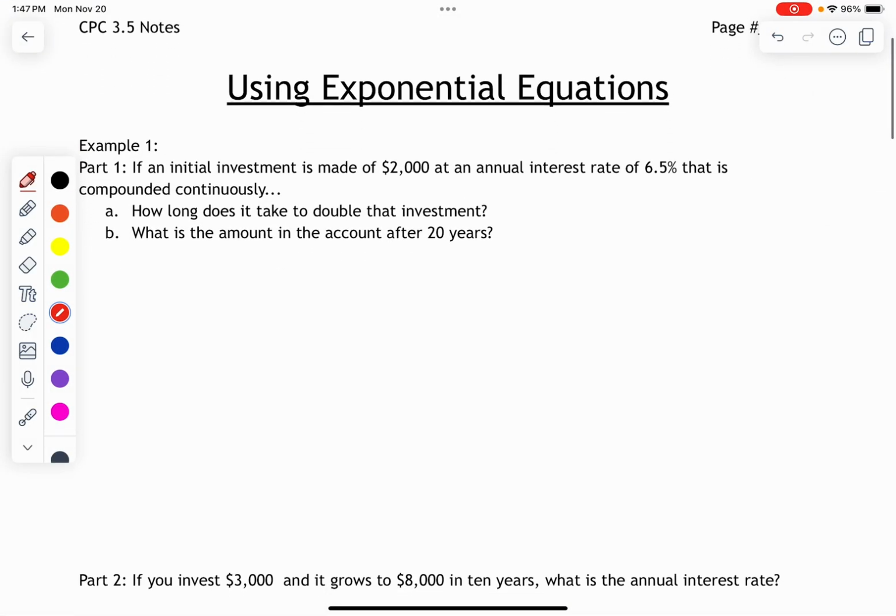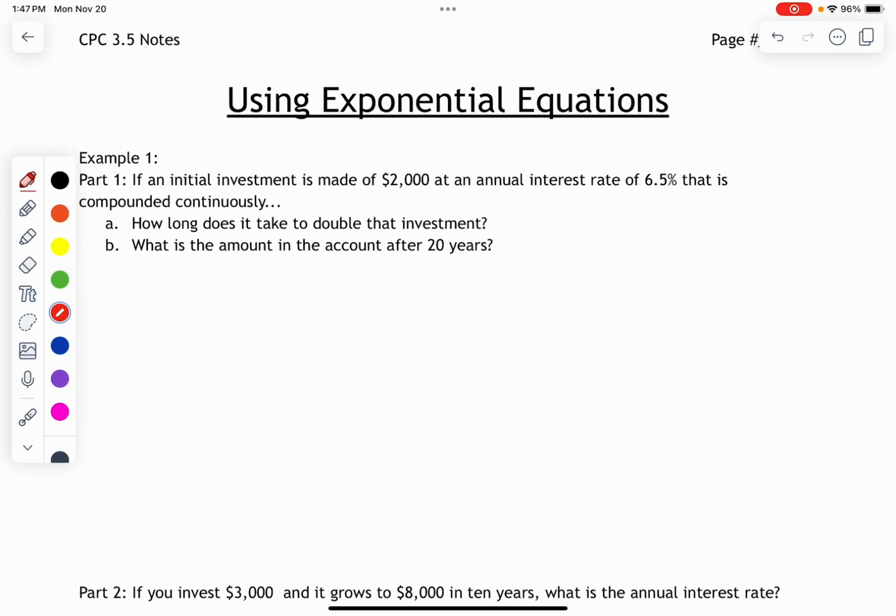For section 3.5, using exponential equations, we'll start with example 1. Part 1. If an initial investment is made of $2,000 at an annual interest rate of 6.5%, that is compounding continuously. Part A, how long does that take to double that investment? So if I'm using an exponential equation that has an interest rate being compounded continuously, those are keywords that make me think I'm going to use the PERT equation.